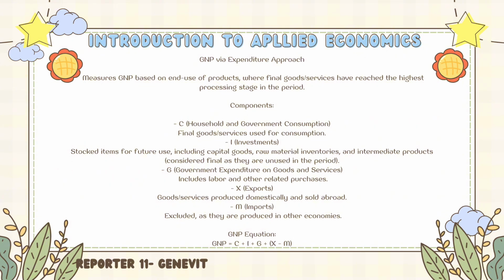So the equation of GNP is C plus I plus G plus the quantity of X minus M.